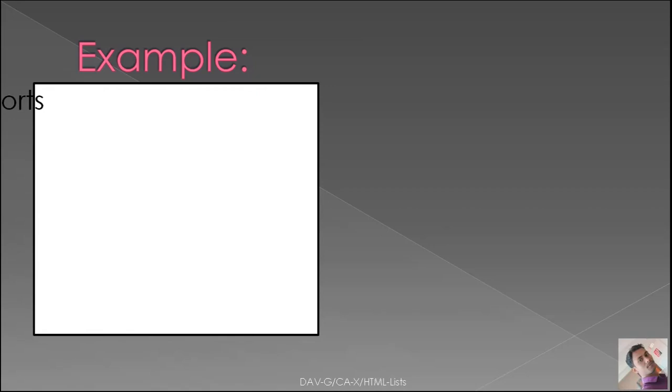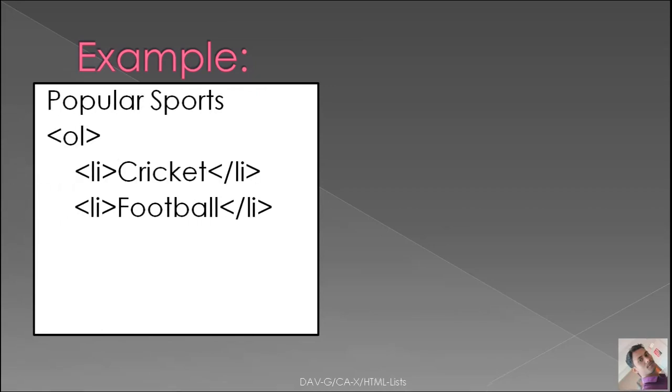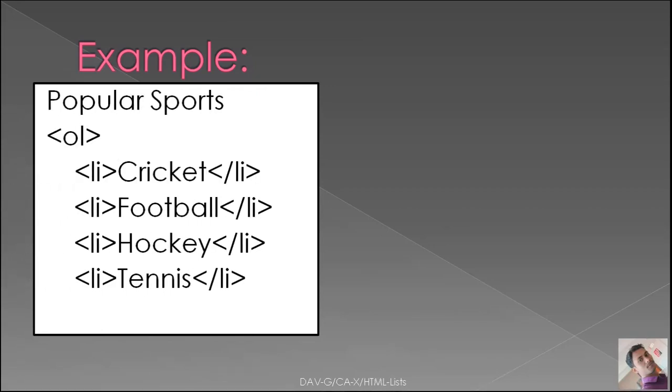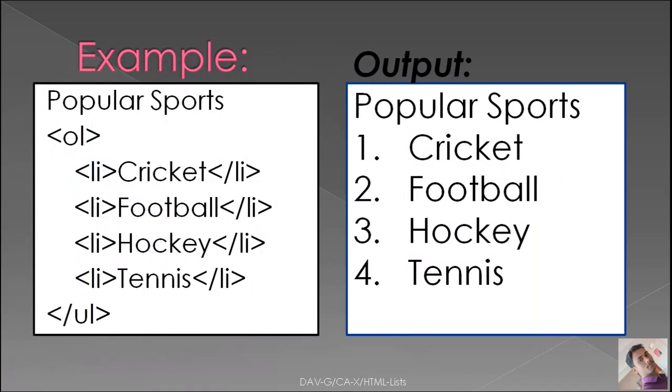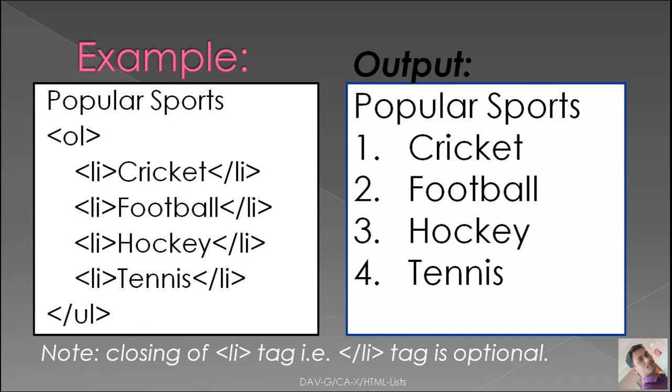Let's have the example. We have some code for an ordered list. When we run this code, OL, li cricket, li football, li hockey, li tennis, and the closing of the OL tag, it will generate an output like 1, 2, 3, 4: cricket, football, hockey, tennis. Again, the closing of the li tag is optional, we can ignore it.